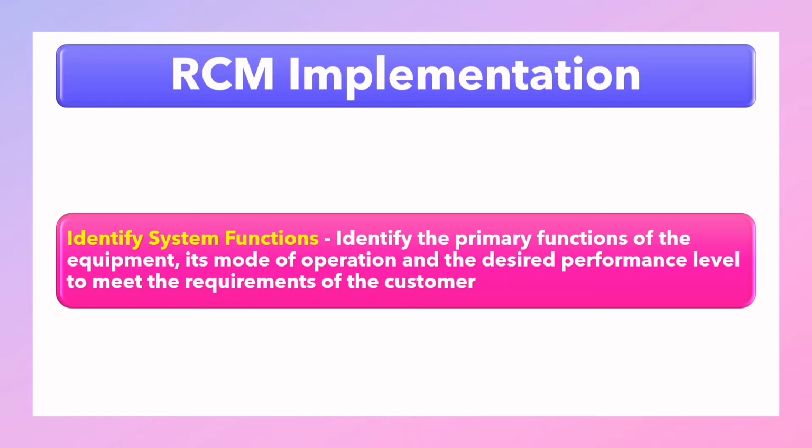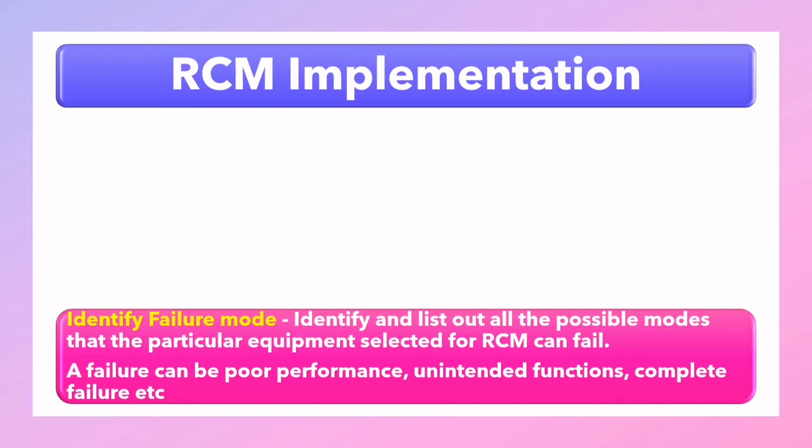Identify system functions. Identify the primary functions of the equipment, its mode of operation and the desired performance level to meet the requirements of the customer. Identify failure mode. Identify and list out all the possible modes that the particular equipment selected for RCM can fail. A failure can be poor performance, unintended functions, complete failure, etc.